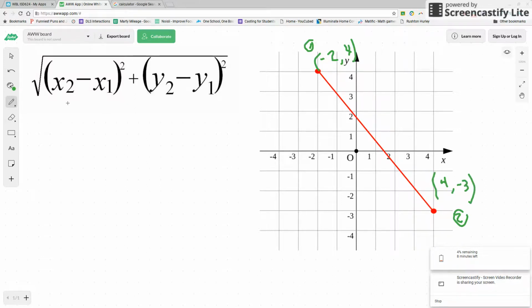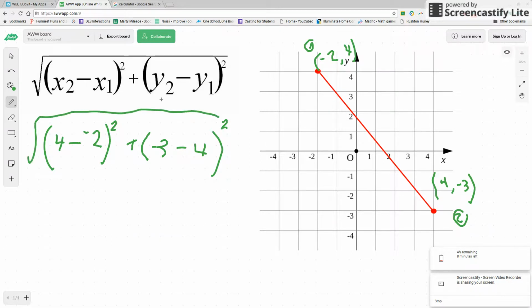Now we start filling in those numbers, all right? x2 is 4. 4 minus x1, which is -2, squared, plus y2, which is -3, minus y1, which is 4. You can see all it is just filling in those numbers, ladies and gentlemen. This big, long, complicated equation is just filling in numbers. So we know that that's going to eventually have a big square root.